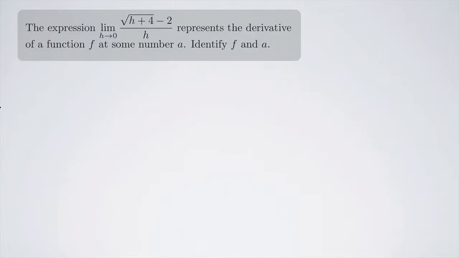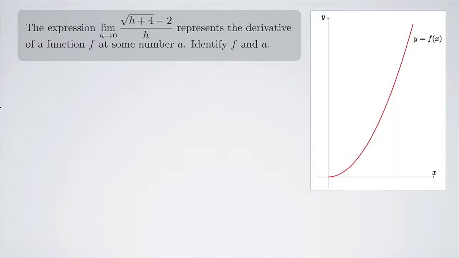The expression limit as h approaches 0 of the square root of h plus 4 minus 2, divided by h, represents the derivative of a function f at some number a. Identify f and a. You're going to want to write down the limit definition of the derivative, and we're going to want to use the one that involves h approaching 0. And rather than memorizing it, think about where that expression comes from.